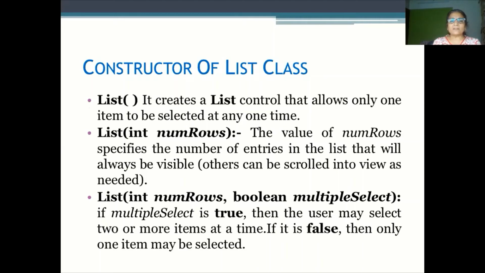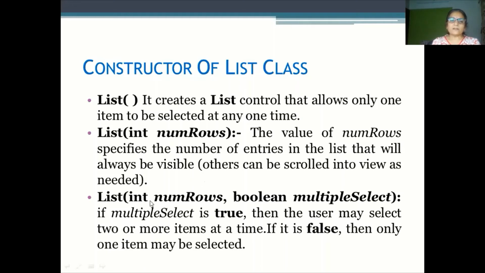There are three constructors of the List class. List(), this is the default constructor. This is similar to the first constructor of the Choice class. It is used to create the list control that allows only one item to be selected at a time. List(int numberOfRows): we need to specify the number of rows here. Those rows will be visible.